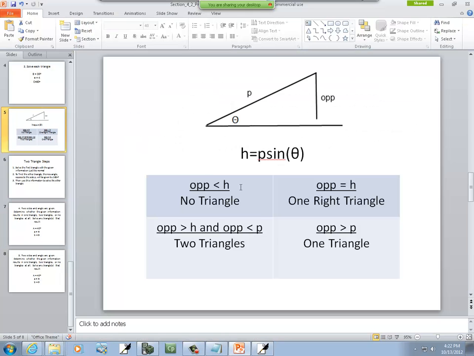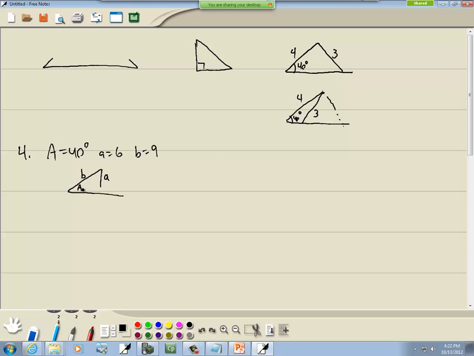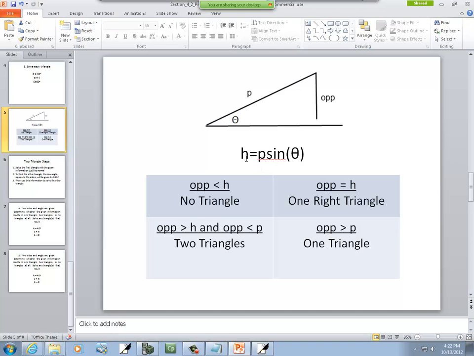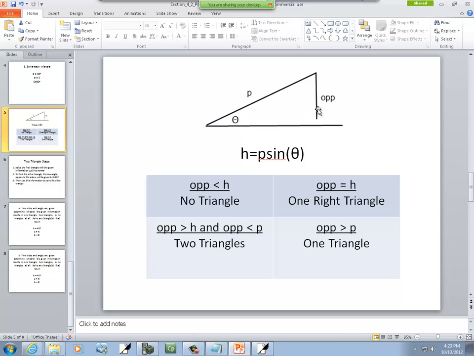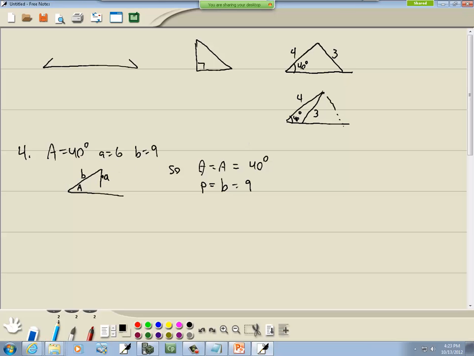Now to match this up against our diagram here, you see theta is the angle, which is in our case A. So theta is equal to A, which is equal to 40 degrees. This side here is little p. So little p is going to equal B, which is equal to 9. And then this side over here, our opposite, is in this case a. So opposite is equal to a, which is equal to 6.